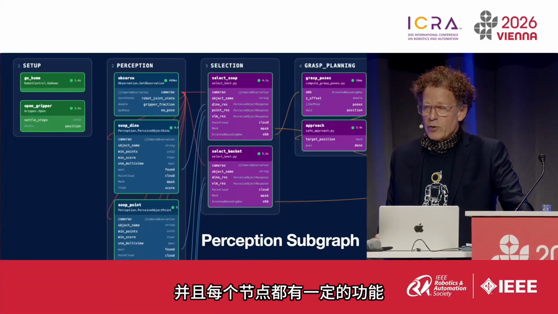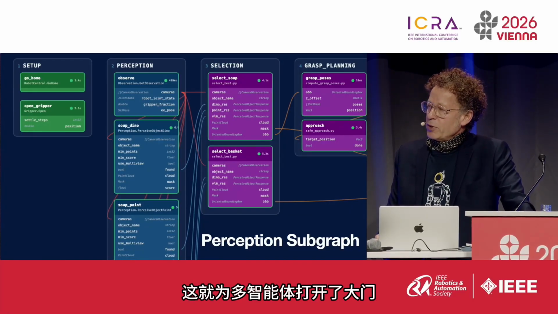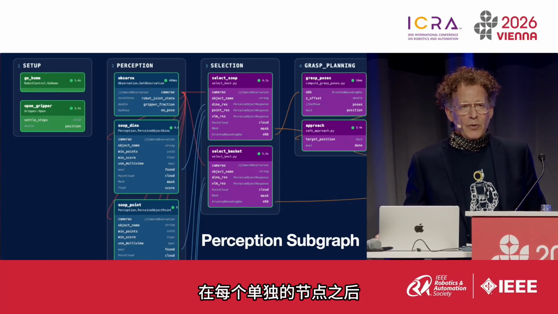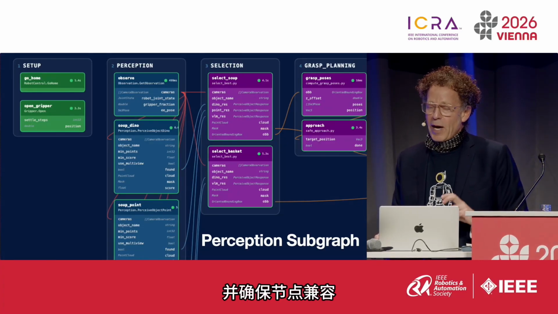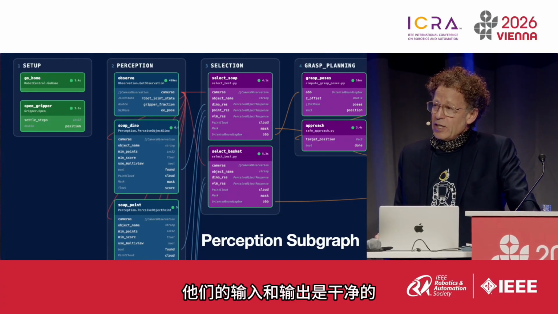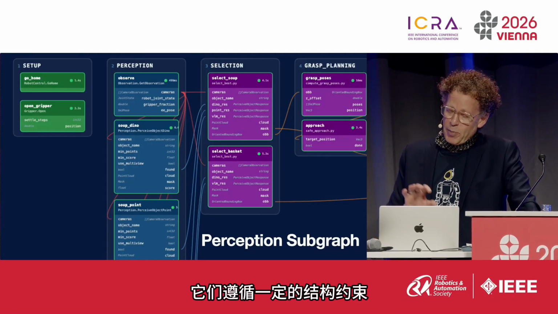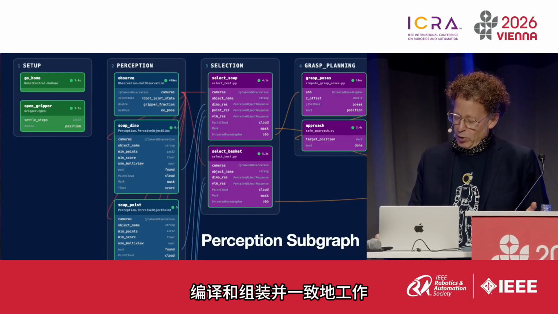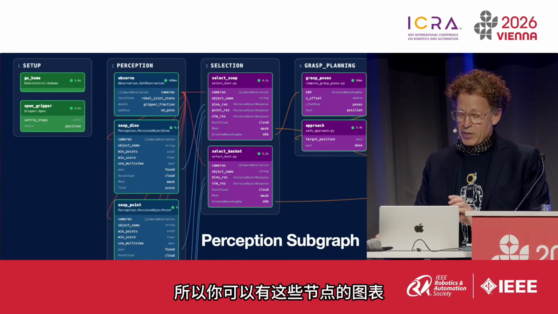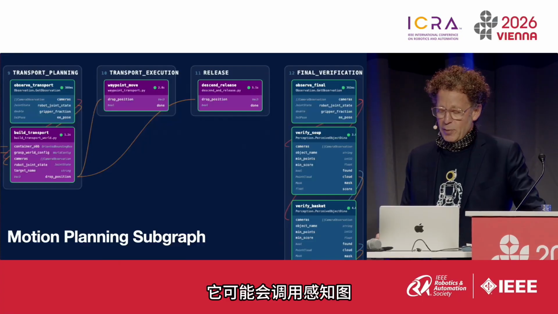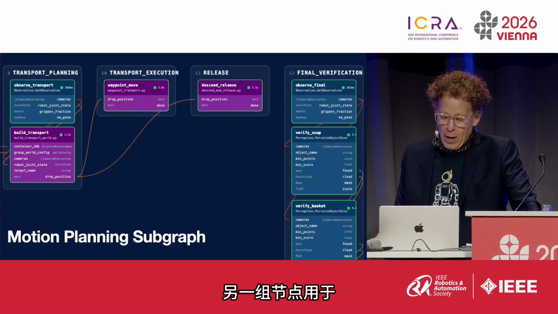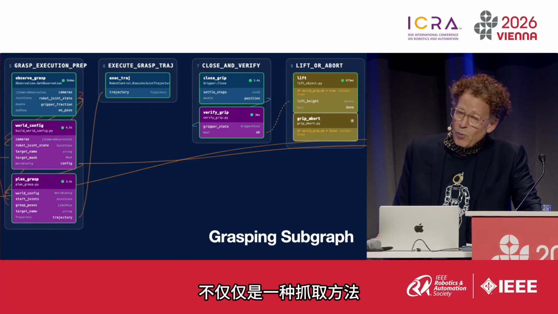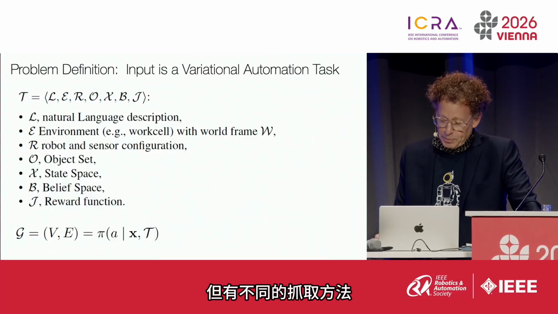And each node has certain functionality, and then that opens the door to multi-agent coding because you can have each agent looking after each individual node, and also making sure that the nodes are compatible, that their inputs and outputs are clean, and they obey certain structural constraints that make this thing start to compile and assemble and work consistently. So you can have a subgraph of these nodes. You might call the perception subgraph, another set of nodes for motion planning, and then another set of nodes for grasping. Not just with one method of grasping, but with different methods of grasping.